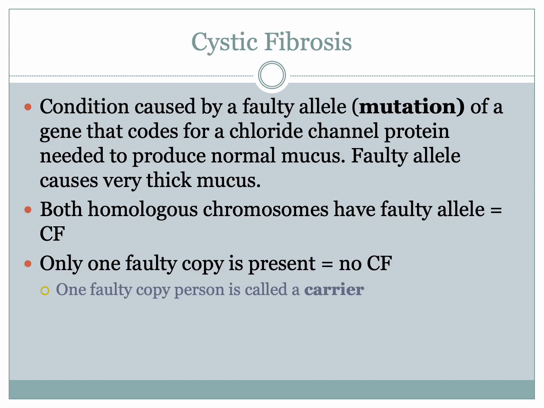Cystic fibrosis is a condition caused by a faulty allele or a mutation of a gene that codes for a chloride channel protein needed to produce normal mucus. A faulty allele causes a very thick mucus. Both the homologous chromosomes have to show that faulty or mutated allele for the individual to have cystic fibrosis. If only one of the chromosomes has the mutation, then the individual would not have cystic fibrosis. That individual would be considered a carrier.